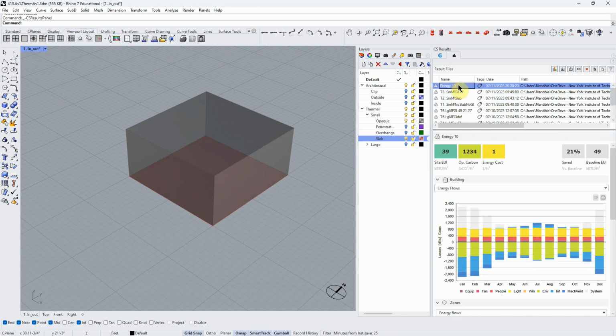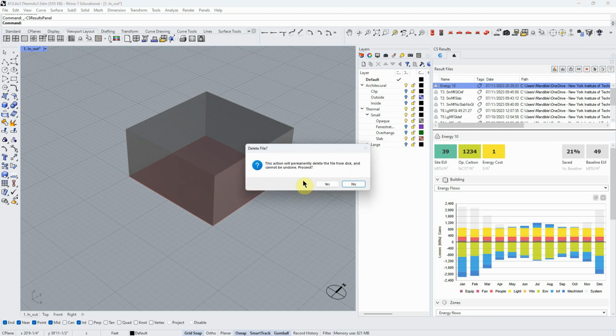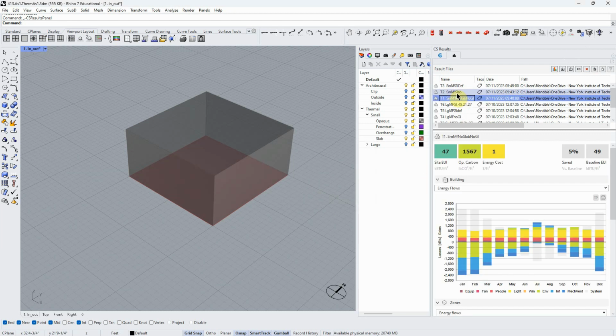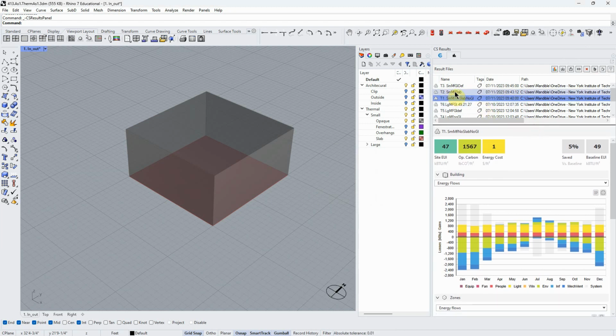I ran this separately and I've named it T2 small multifamily slab. You can see it's the same data between these two, so I'm just going to delete this. To delete, you just come up to the X as per typical. Say you don't want it, get rid of it. Okay, so let's compare these two runs and see if we can figure out what's going on.